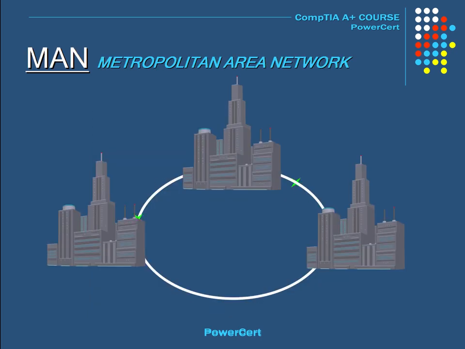A MAN stands for Metropolitan Area Network. Now this is a larger network than a LAN. It's a network that spans over several buildings in a city or town. MANs are typically connected using a high-speed connection such as fiber optic cable.